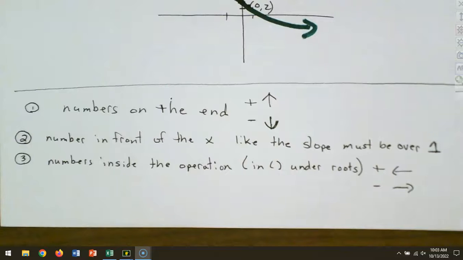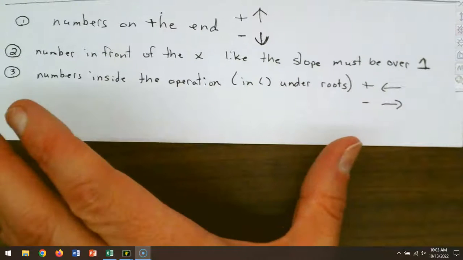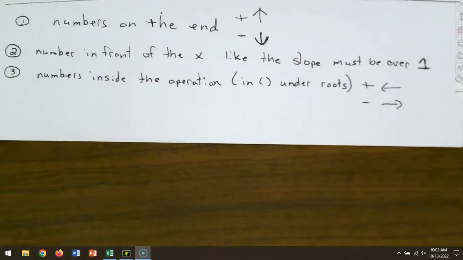So when we go to graph things, we look at our translations. These are called translations. The number on the end controls how far up or down it goes. The number inside the operation is your left and right. And the number in front of the variable acts like your slope in a way. And once you do several of these, they're not difficult. It's non-calculational. It's just looking up the correct picture and filling it in.